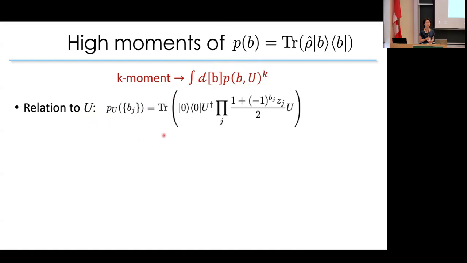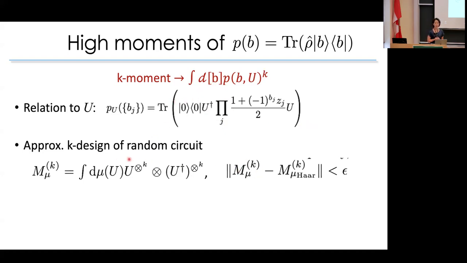You can rewrite this probability distribution as a trace of the density matrix with insertion of the measurement in the middle. And you can see that the moments of this distribution, if I raise this to power k, is going to be looking at the unitary U dagger and U both raised to power k. And for the random circuit, people have carefully studied that there is a notion of approximate k-design. That is, you compare moments of this unitary raised to the power k to a reference, in this case, Haar random. And when you can match the Haar random up to some kth moment to arbitrary precision, that is called approximate k-design.